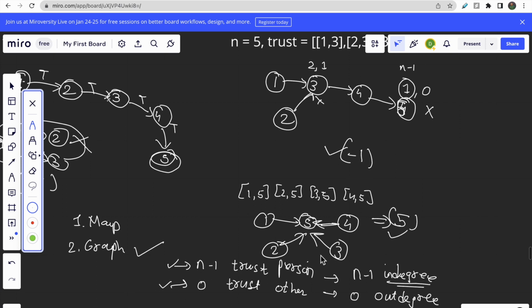So I hope you understood what in degree and out degree are, and why, based on these two conditions, we will check in degree and out degree. So now let's move on to the coding part, where we will discuss how we will solve this question.